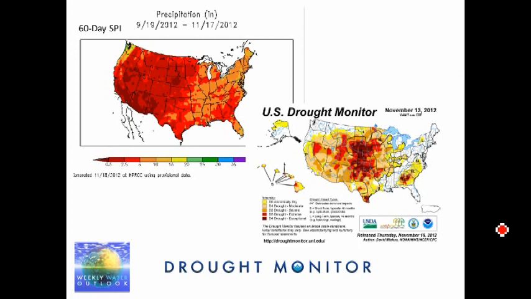Now, I show the drought monitor quite often, and I thought I'd show a different drought index, and this is the SPI, or Standardized Precipitation Index. This is over the last 60 days, and what I wanted to show here is really how dry it's been from a precipitation standpoint for the last 60 days.